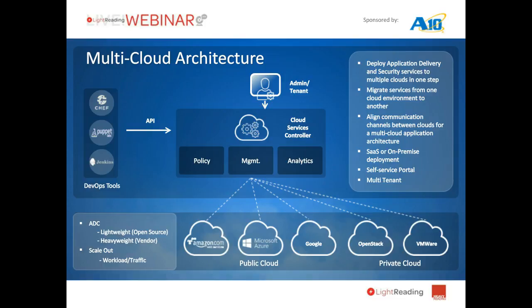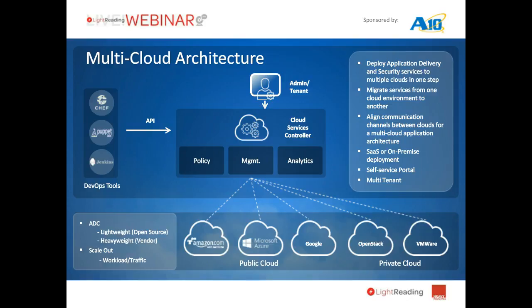So all policies are centrally managed on the controller, and that will allow specific policies to be applied to a service across all cloud environments. So again, it doesn't matter if it's a public cloud, private cloud, or both. We'll have very consistent policies, all managed and controlled from one entity. And again, the application delivery and security services can be deployed to multiple clouds in one single step. Now, the centralized controller will align communications between the clouds, and it's obviously very important for some of the use cases we just spoke about, and allow these services to be migrated to different environments as needed.